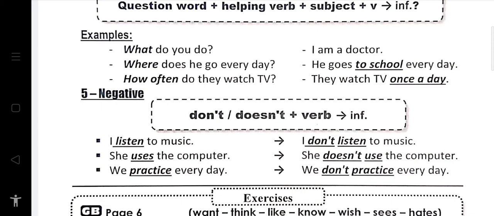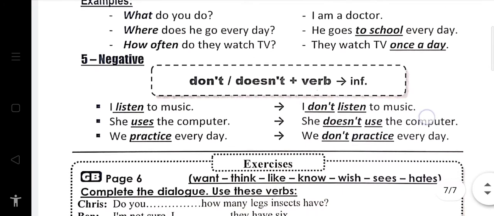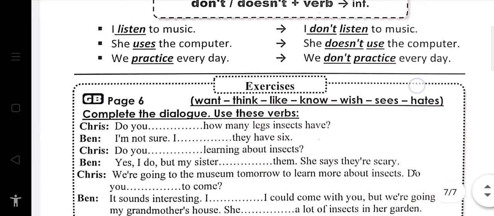Examples: I listen to music. I don't listen to music. She uses the computer. She doesn't use the computer. We practice every day. We don't practice every day. Now we will go to the exercises.